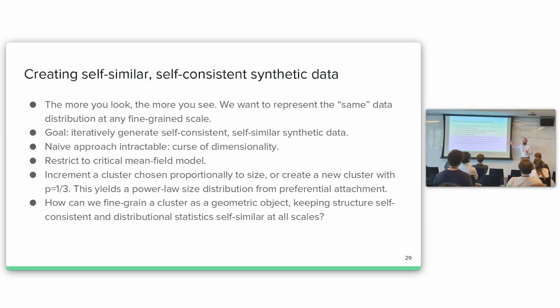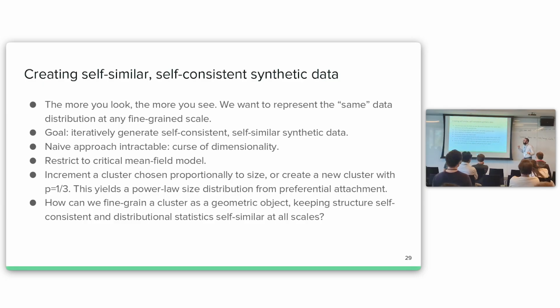So the naive approach of instantiating some high-dimensional lattice and then populating it with sites is completely intractable. You'll immediately run into the curse of dimensionality. So that can't be done. To do this, you need to be clever and use particular properties of the data. And here I'll do so by sticking to the critical mean field model where we have a power law distribution of tree-like clusters.